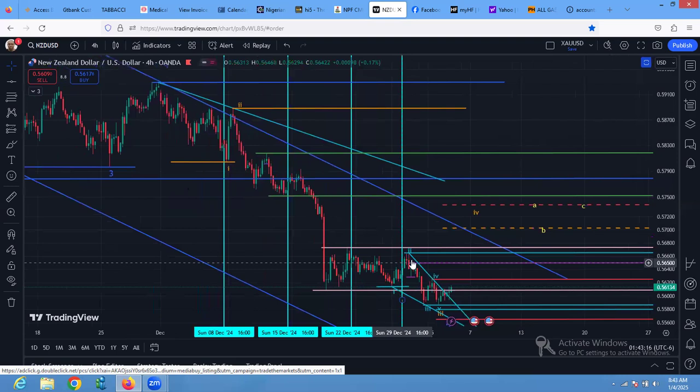We are seeing a break out of this wedge now. Price may clearly be going up, break this point. Once we have a break here and a break here, then a break here is also imminent, to push towards this point.